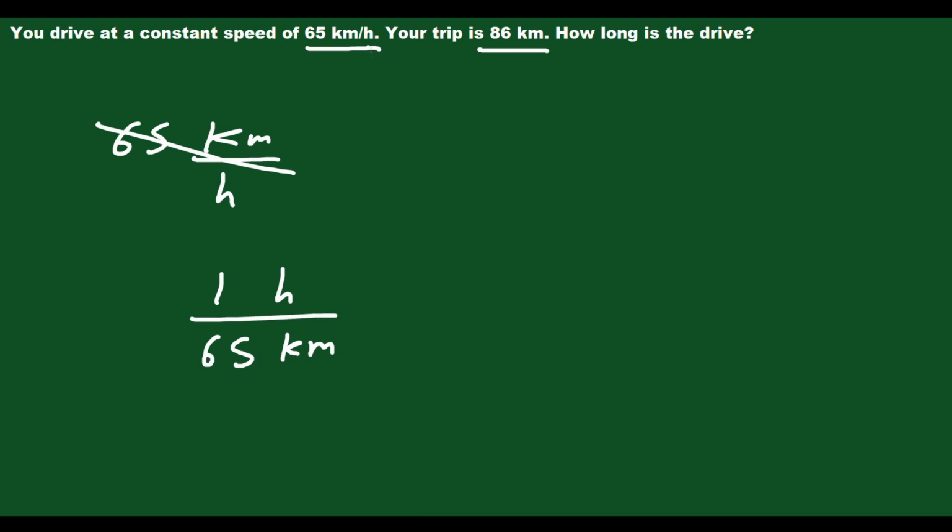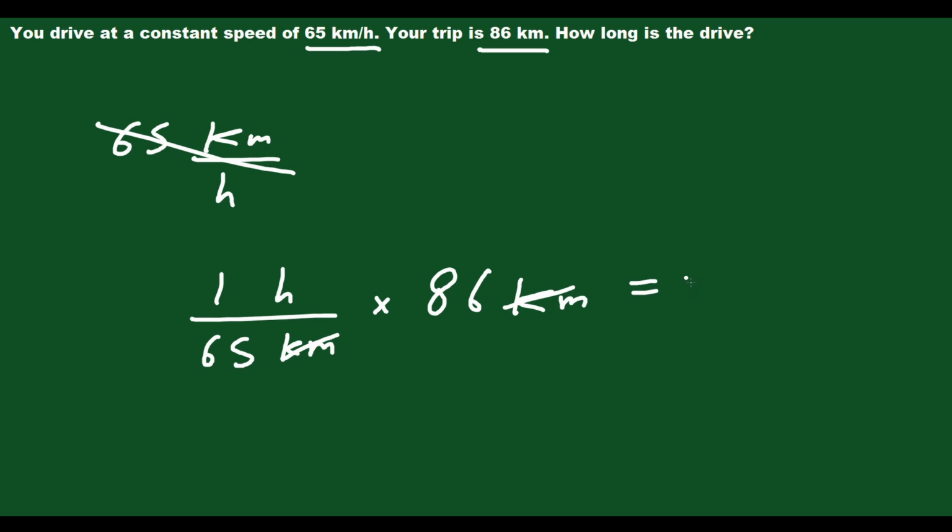Because that's really what that's saying, right? It's saying that you can drive 65 kilometers in 1 hour. So I could say instead that it's 1 hour for every 65 kilometers. You can just flip it, just like that. You then multiply it by 86 kilometers, because kilometers on the bottom and top, they'll cancel out.